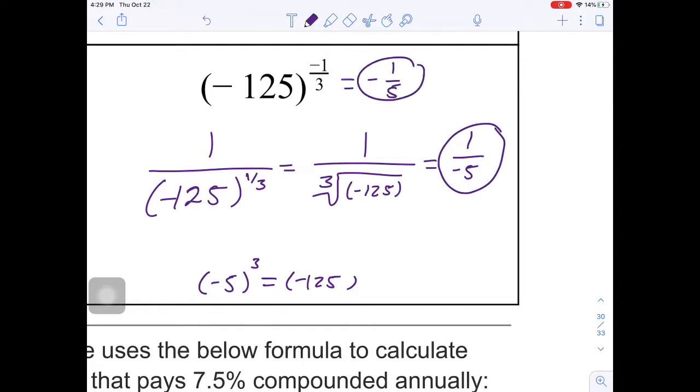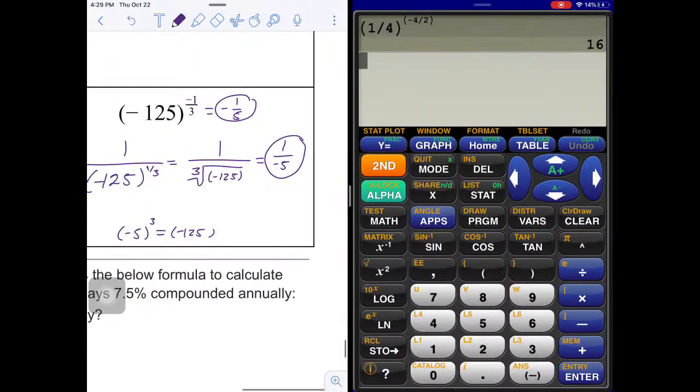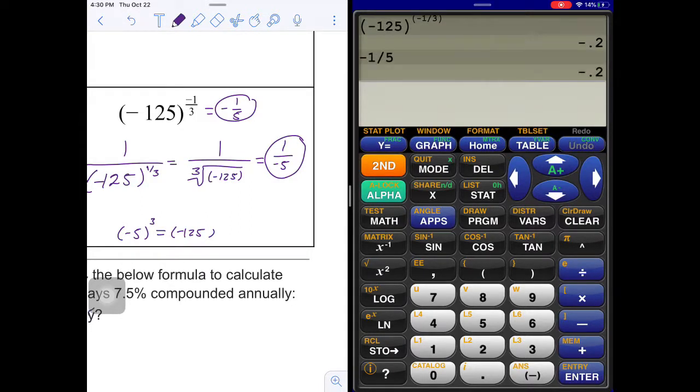And again, can you check it in your calculator? You absolutely can. Okay, so let's check. So negative 125 to the power of negative 1 over 3. So it's negative 0.2, and if we plug in negative 1 over 5, it's the same number. So this also equals negative 0.2, in decimal form.